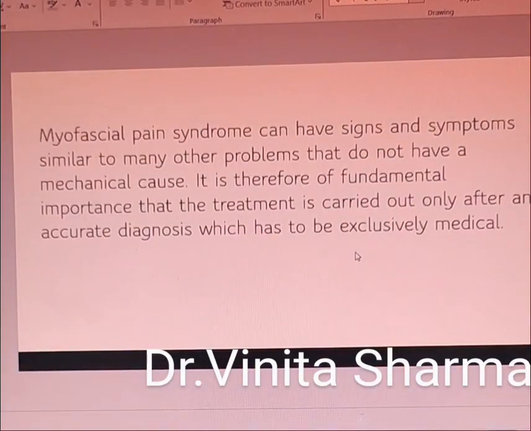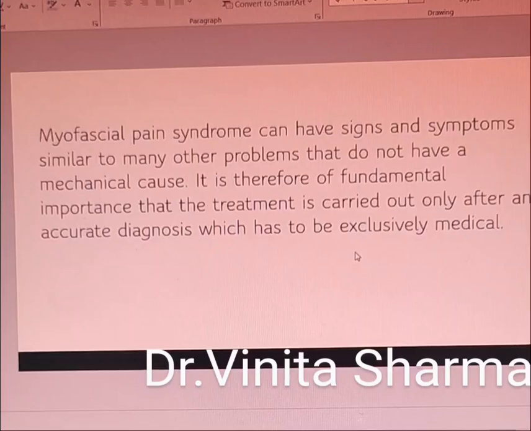Myofascial pain syndrome can have signs and symptoms similar to many other problems that do not have a mechanical cause. It is therefore of fundamental importance that treatment is carried out only after an accurate diagnosis, which has to be exclusively medical. So we have to be very careful, and as physios we can't give medicines for that. We can release it by our manual techniques, and the myofascial release technique is the best approach towards these trigger points, and it will be helpful for all.